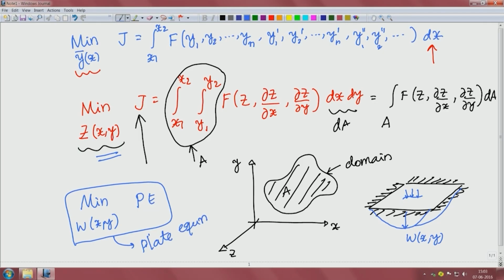You are most likely familiar with the beam equation and how it is derived and so forth. Now, we can also do the plate equation if we know how to write the potential energy and minimize it with respect to W(x, y), which is a function of 2 independent variables x and y. That is a problem we will consider now.